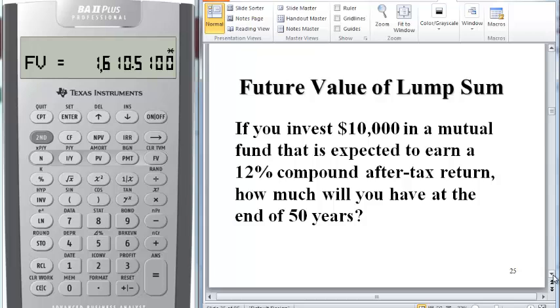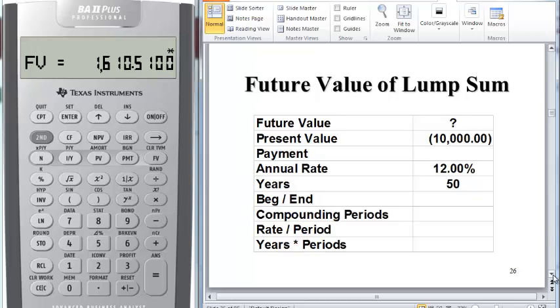Let's say, though, that I invested $10,000 into a mutual fund, expected to earn a 12% compounded after-tax return. How much would I have at the end of 50 years? Well, what's going in here? It's $10,000 invested today, put in there for 50 years, annual rate of 12%. First thing, clear time value of money. So my time value of money is cleared.